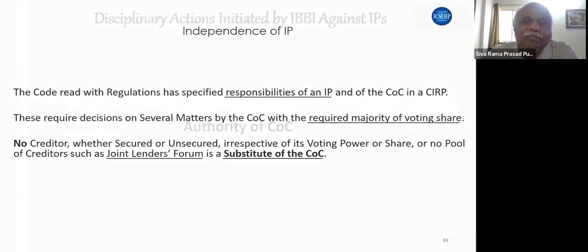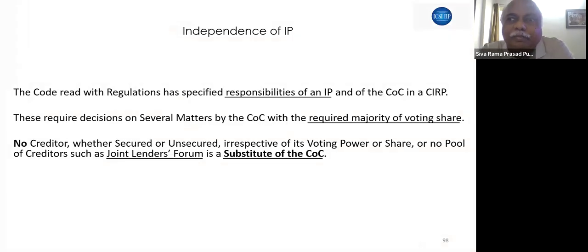Authority of the COC. The Code read with the regulations specifies the responsibility of the IP and of the COC in the CIRP. These require approvals in several matters. The COC requires a majority of the voting share. No creditor, whether secured or unsecured, irrespective of voting share, and no pool of creditors, such as a joint lenders forum, is a substitute for the COC. Today, what is happening? Suppose you have a financial creditor having a 70% voting share, and I am having 5%. Another 5 people are having 5%. The IP and the RP are neglecting the 5% people and always saying, hello boss, to the 70% people only. In that case, what is the independence of the RP?